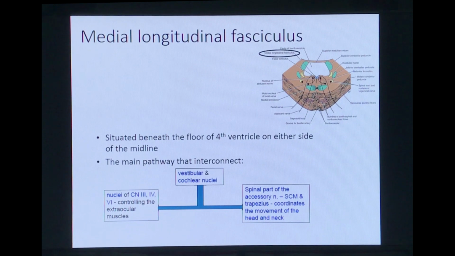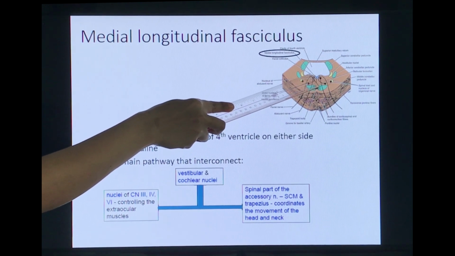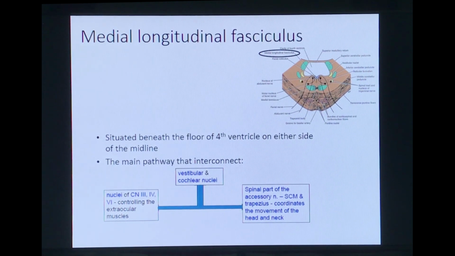Now you can see one more group of fasciculus. You came across this even in the upper part of the medulla, and now in the pons. These are the medial longitudinal fasciculus. What is the function of the medial longitudinal fasciculus? Near the cavity, here is the facial colliculus. Near the fourth ventricle cavity, you see this group of nerve fibers, called the medial longitudinal fasciculus. They are located beneath the floor of the fourth ventricle on either side of the midline.